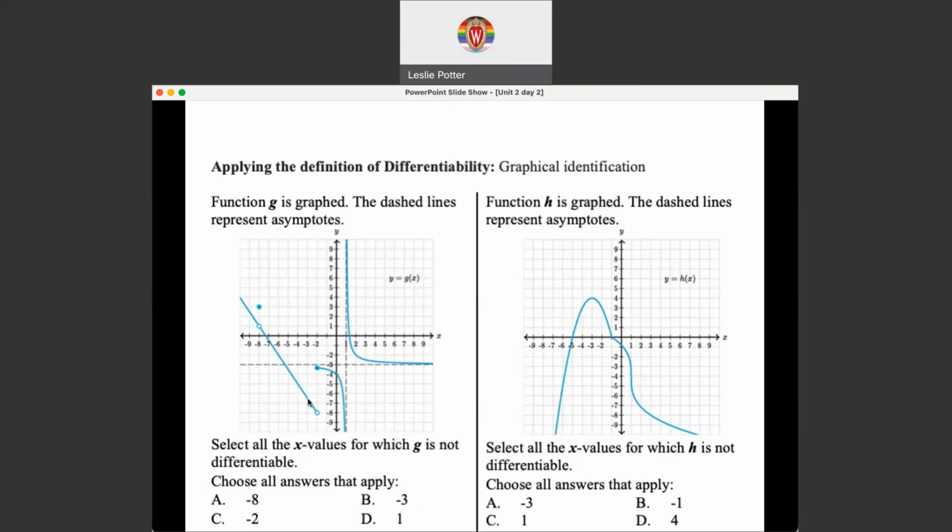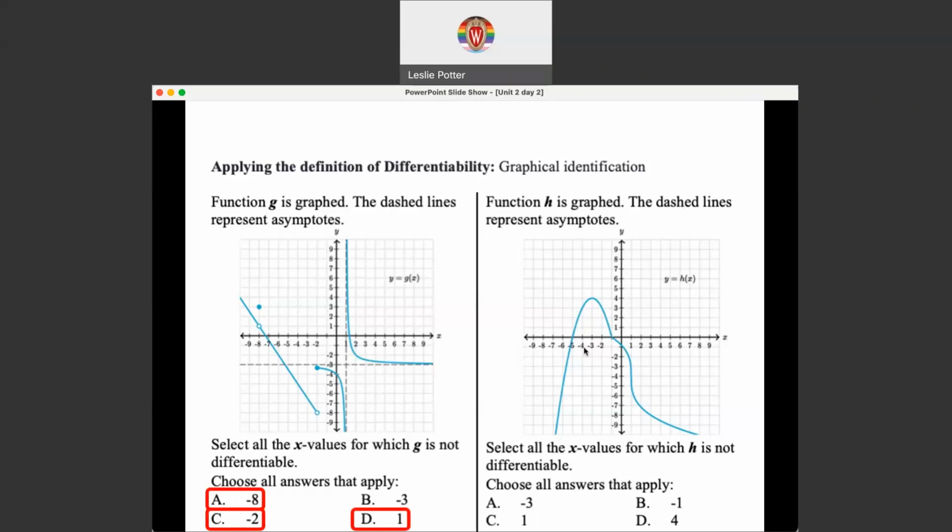But same argument, right? -3 right here. The function is smooth and continuous, so we can calculate the derivative at -3. So the derivative fails, right? Does not exist at A and C and D. All right, let's take a look at function H.